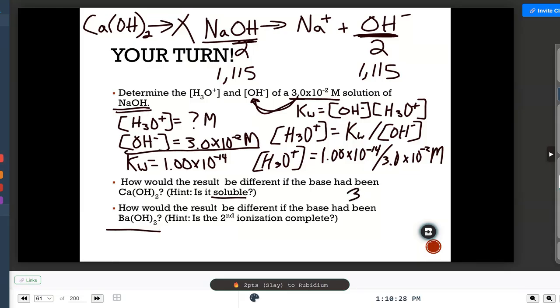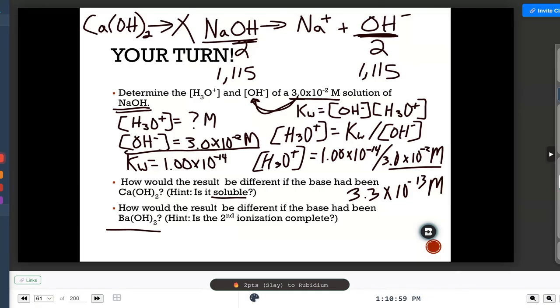What did you get? You had 3.3 times 10 to the negative 13th. It's probably going to be a little bit different than that, right? Because you're going to have a slightly bigger denominator. Maybe my denominator is going to be a 4 times 10 to the negative second. So that means my hydronium ion is going to be a little bit smaller. So I'm going to get a slightly less amount of hydronium ions if I have a greater concentration of hydroxide ions. Okay? Does that make sense? Raise your hand if you understand what I'm talking about.